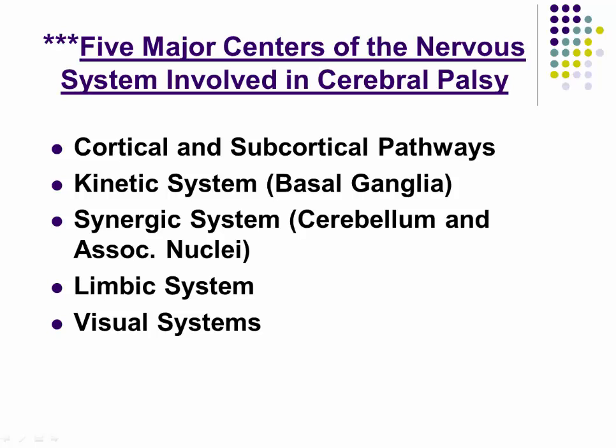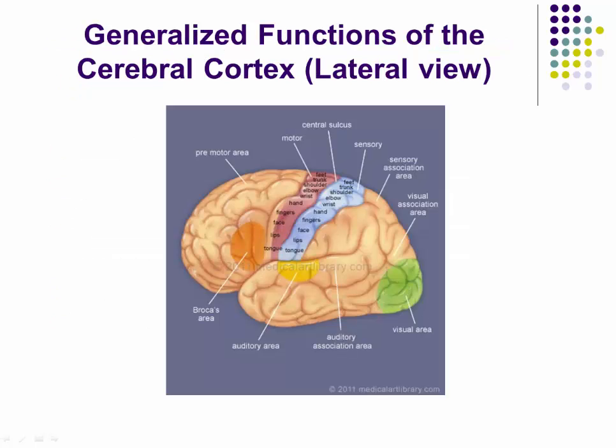We're now going to discuss the 5 major centers of the nervous system that are involved in CP. Now, what I want you to know about each one of these is the area of the brain that the lesion occurs and the resulting what I call the cardinal signs. So before we get started with centers of the brain, let's take a little review of neuro and look at this lateral view of the cerebral cortex.